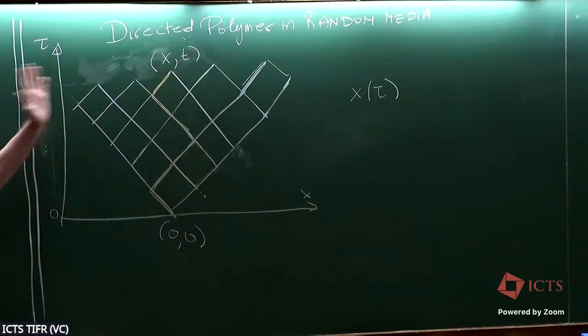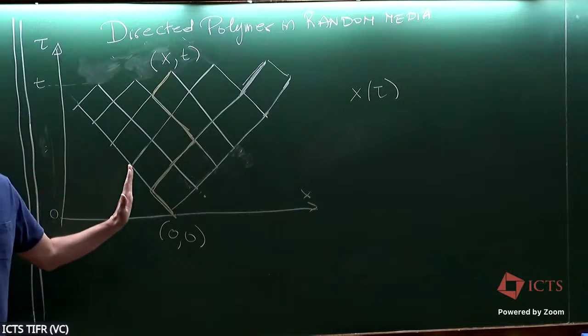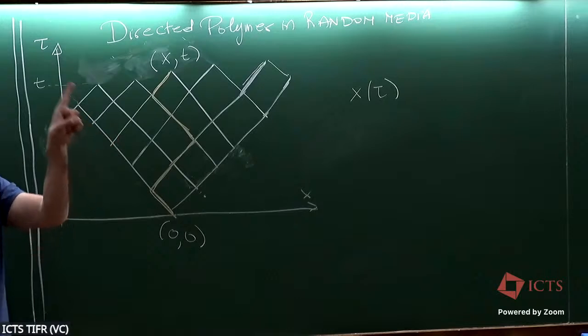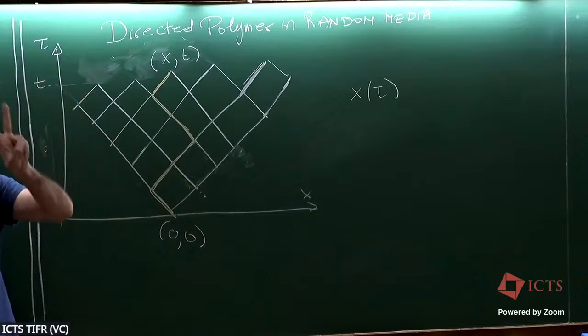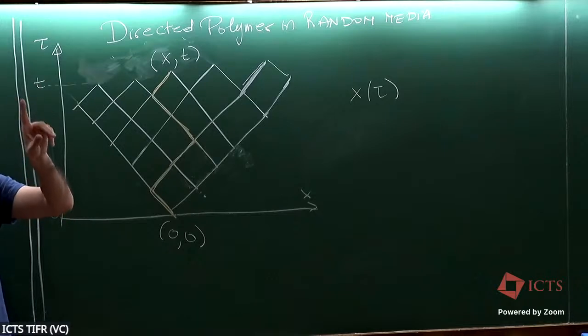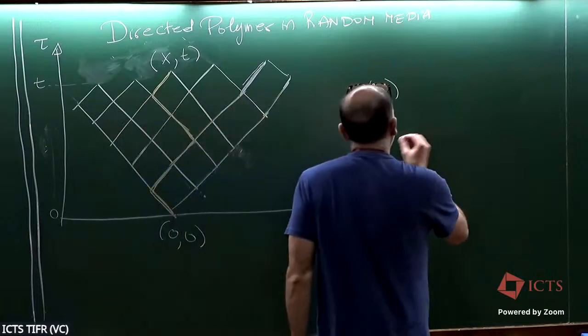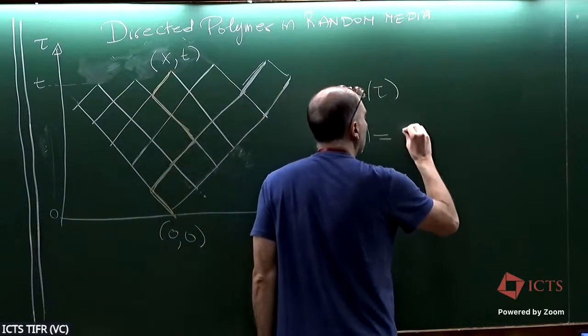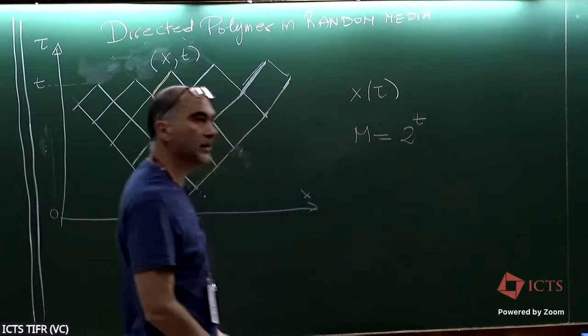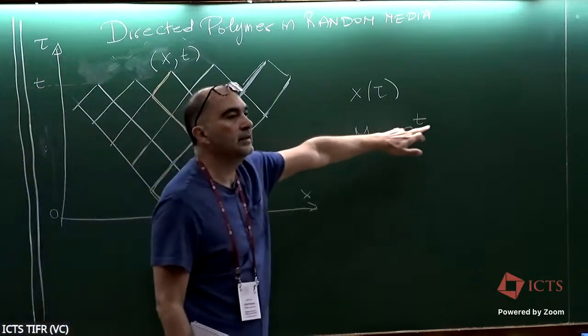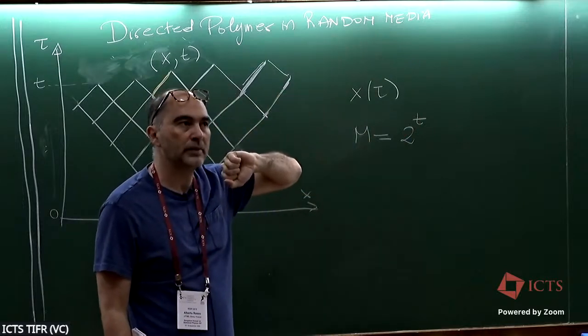And so how many paths do you have if you want to arrive up to the level t? Every time you have two choices, either you go left, or you go right. So if t equals 1, you have two possibilities. If t equals 2, you have 4 possibilities. So in general, you have 2 power t possibilities. Here it was 2 power n, where n was the number of spins. Here 2 power t, where t is the length of your polymer.